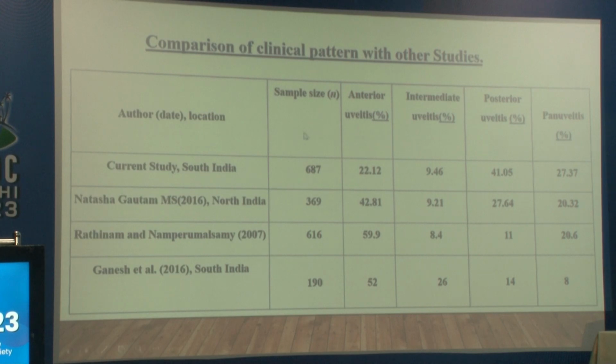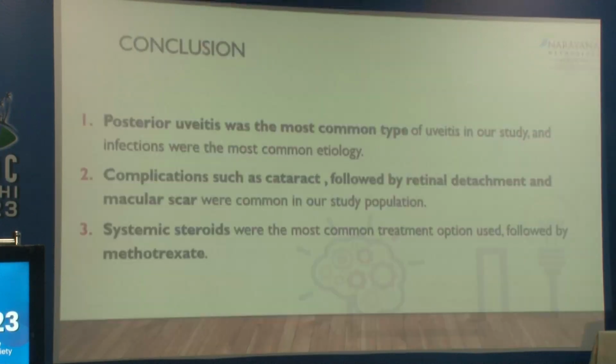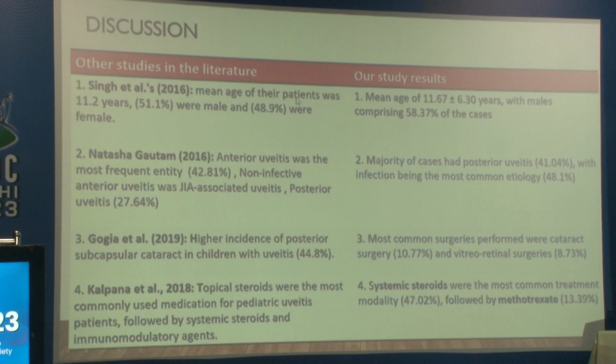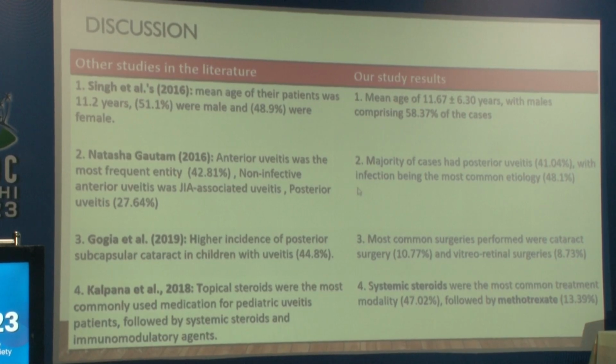This is our sample size: 687 children. Compared with other studies, we have the largest group of patients, and we found posterior uveitis in 41% of the population, whereas in other studies it is somewhere between 11 and 27%. When we compare with other studies, the age group was similar and comparable with our study. The majority of our study had posterior uveitis, whereas anterior uveitis has been reported in other northern populations.